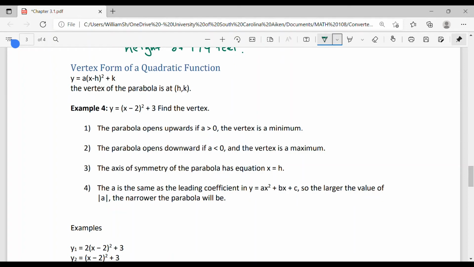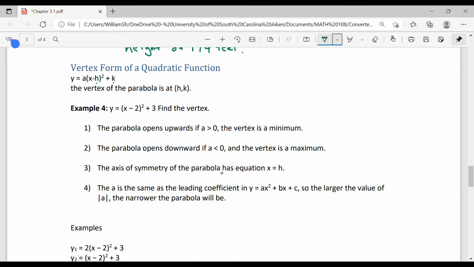Now something that we have to discuss is the vertex form of a quadratic function. The vertex form of a quadratic function looks like y equals a times (x minus h) all squared plus k. The vertex of a parabola in that form is your h and your k. The key thing to know here is you have to have a negative out in front of that h. If there's a positive out in front of that h, that means your h is actually going to wind up being a negative number. So keep that in mind.